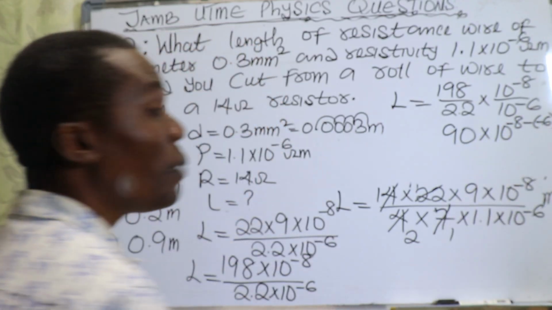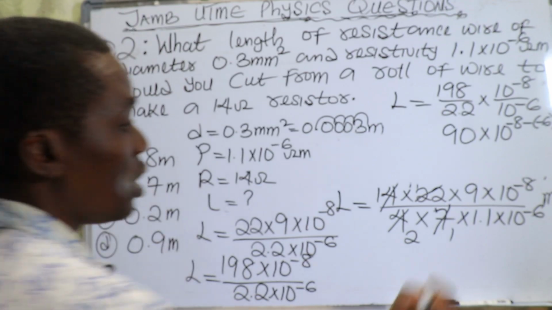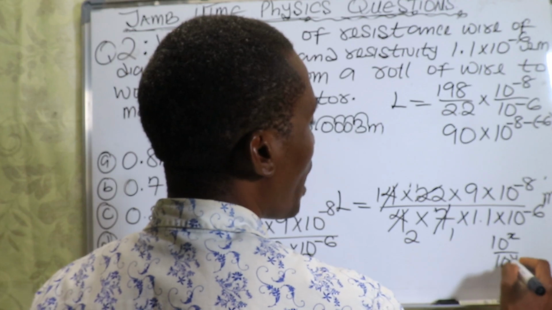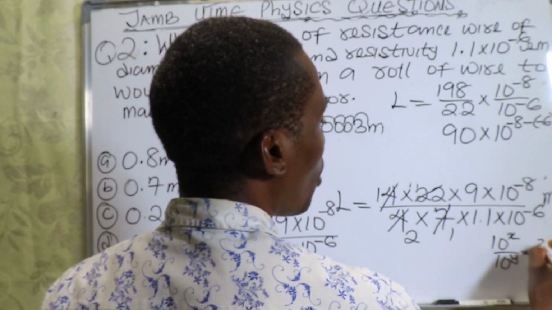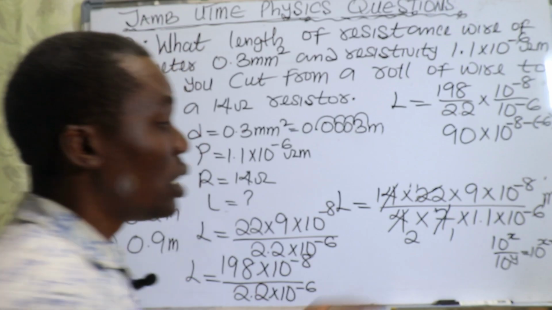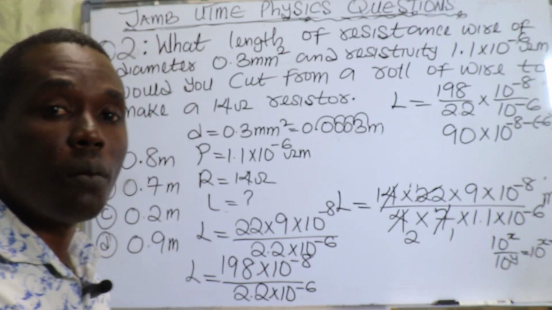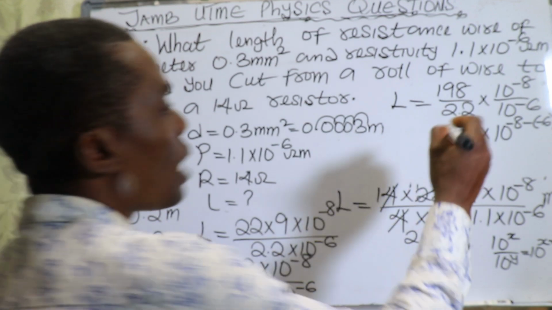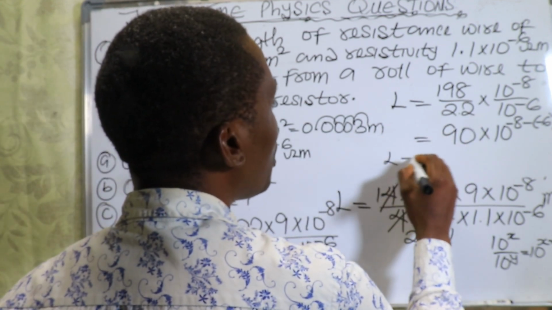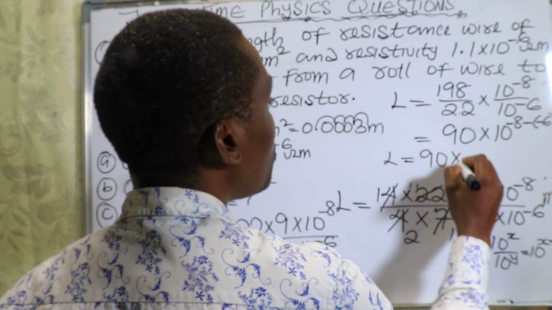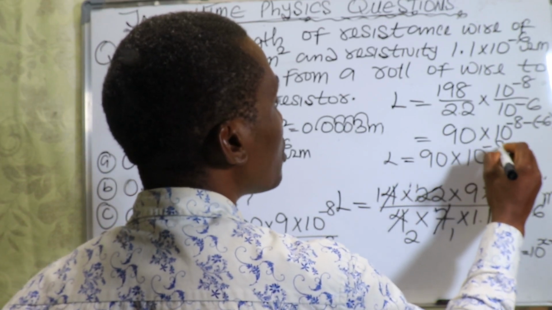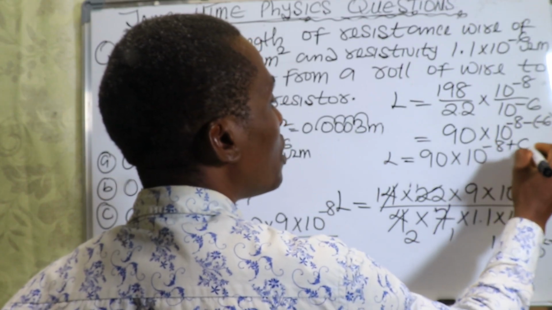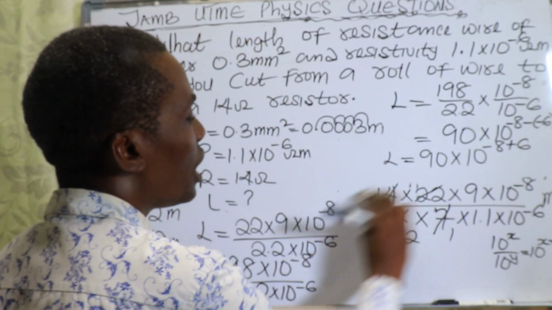Now you remember the law of indices. If you have 10 to the power of x divided by 10 to the power of y, this will give you 10 to the power of x minus y, because the division sign goes with minus, and the multiplication sign goes with plus. So that one will give me L equal to 90 times 10 to the power of minus 8 plus, because minus times minus gives plus, 6. So what I will do here is to simplify further.